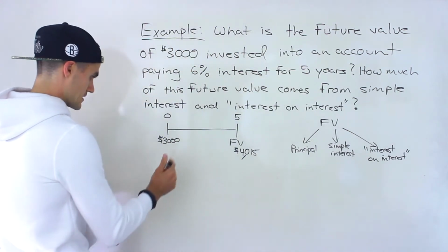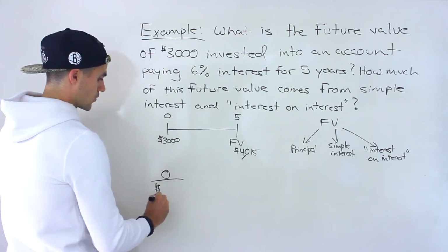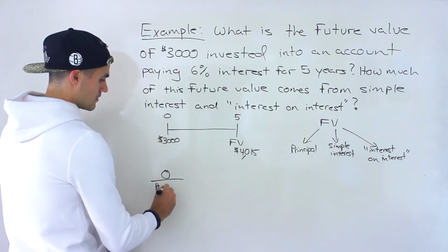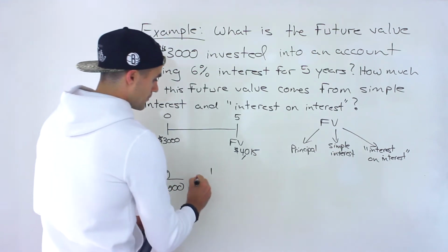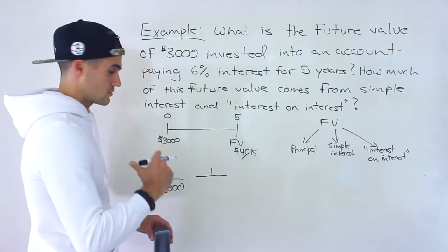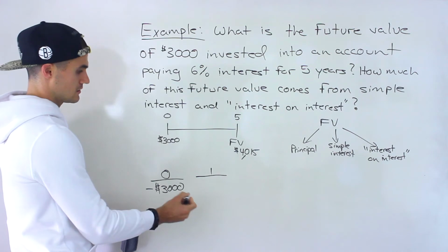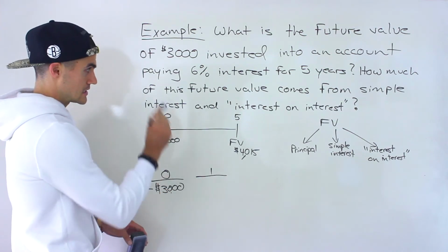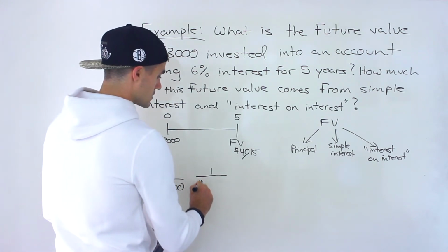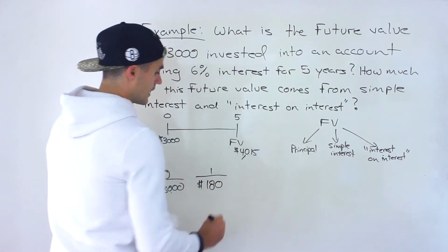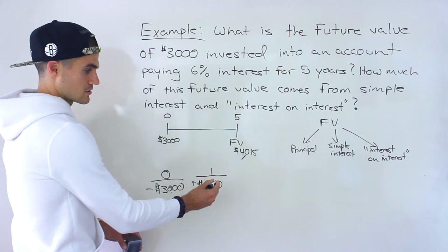So going back to this specific example, in time 0 we're investing $3,000. And what's going to happen in 1 year? How much are we going to receive? Well, we're going to receive 6% of the 3,000. 6% of $3,000, 0.06 times 3,000, would give us 180. Okay, so that's the simple interest portion.